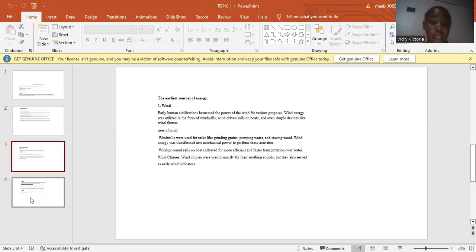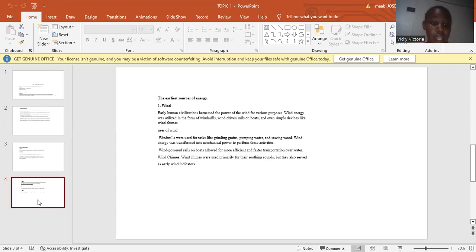We look at the disadvantages of winds. Wind was not an easily reliable source, because sometimes you can't guess at what particular time the wind will blow, because wind blows at any time. Even with the wind chimes, it could be difficult for them to regulate the direction of the wind, and it was difficult for them to know the direction or even the movement of the winds.